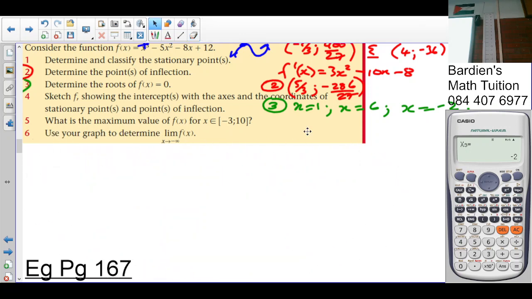Okay. If you look at number 4, they ask you to sketch the graph showing the intercepts with the axes and the coordinates of the stationary points and the point of inflection. Okay. So you guys draw the graph and plot those points on the graph. Okay.